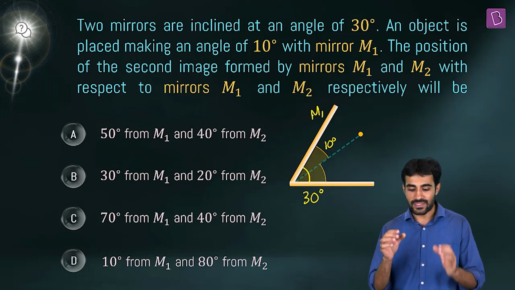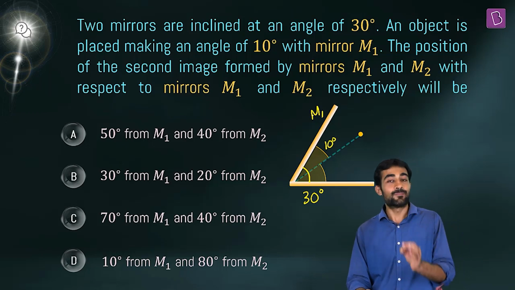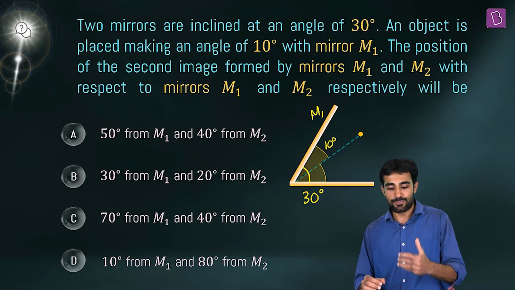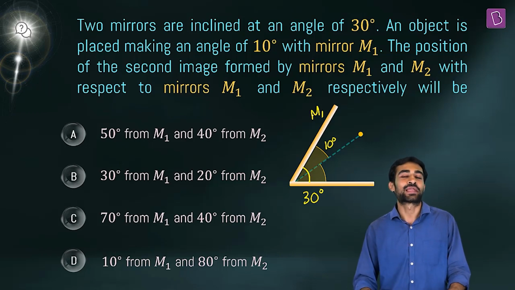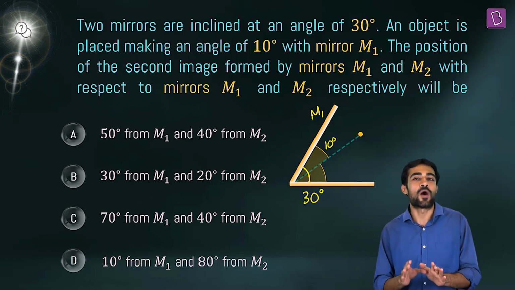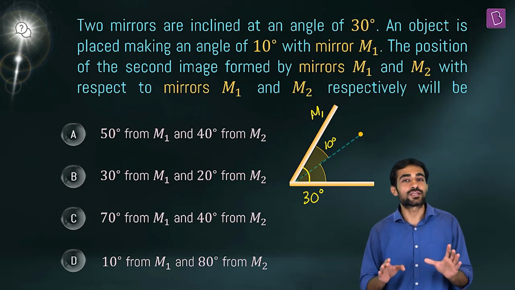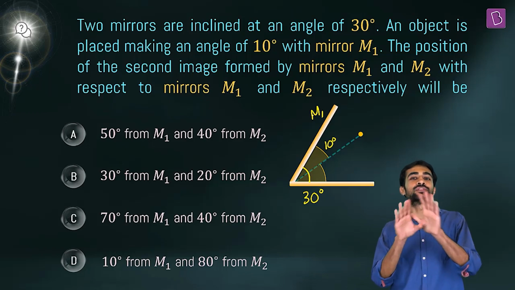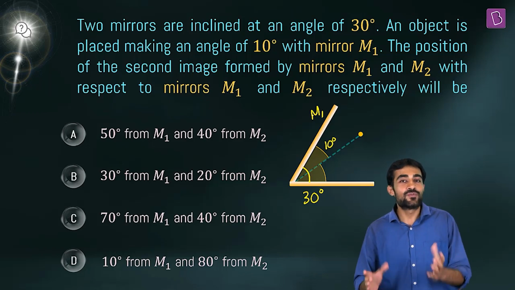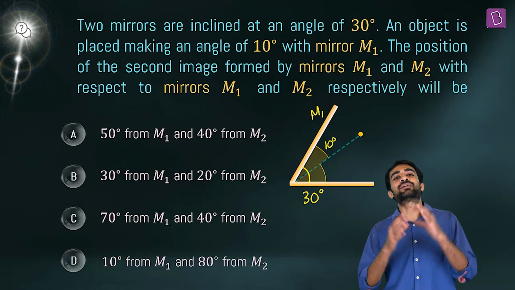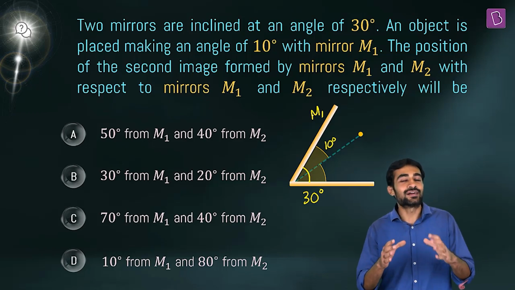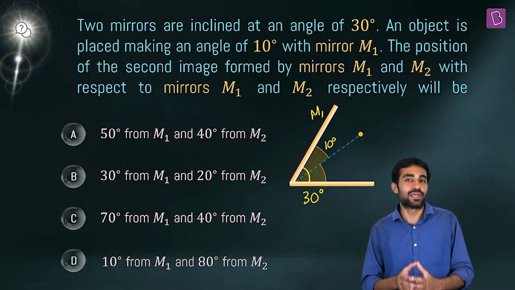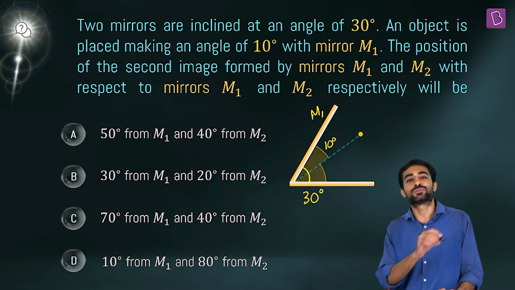And the position of the second image formed by the mirrors M1 and M2, with respect to mirrors M1 and M2 respectively, will be? Now we are not concerned with the first images formed by these mirrors. We are not concerned with the first images at all. We are concerned with the second images. So at what angle will we find the second images from these mirrors? So these are the options.